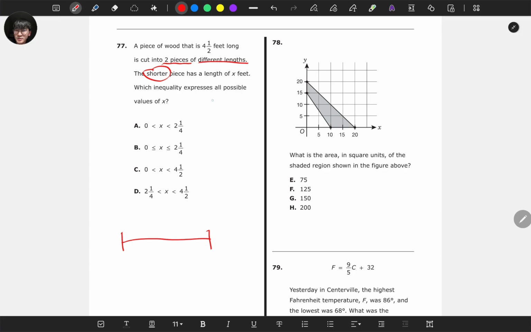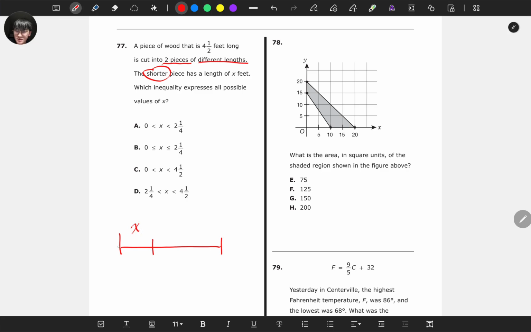Which inequality expresses all possible values of x? Alright, so you have a piece of wood. You can draw the wood like this, okay? But I'm just going to make this like a ruler, right? Let me just take the length of the wood. And then I cut this wood into two pieces, so something like this, and they're different lengths, right? And they're saying that the shorter piece has a length of x feet. So let me put the smaller piece on the left side, okay? So let me redraw that.